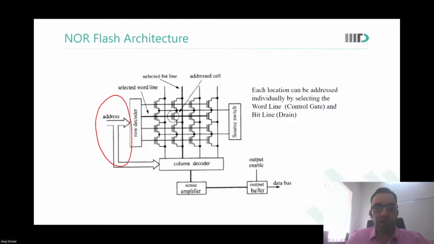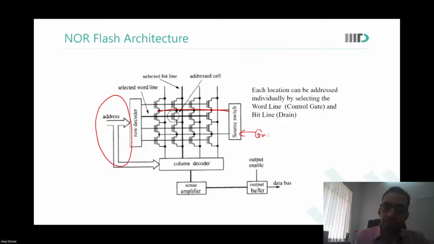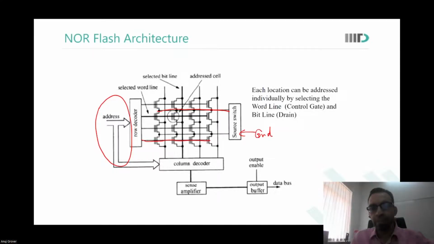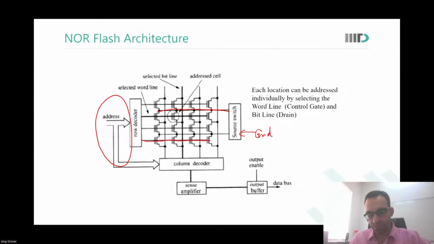So again, over here we have the word line which goes to the control gate, and the bit line which is connected to the drain. Is this clear? Notice there is this source switch, which means the ground connection coming from here. The control gate is on the word line, and the bit lines are connected to the drain region. So what kind of flash is this? NOR or NAND?